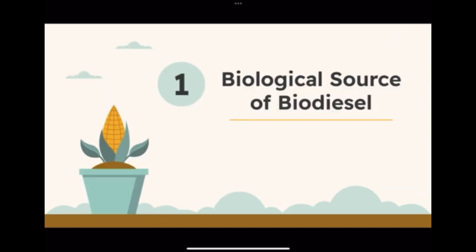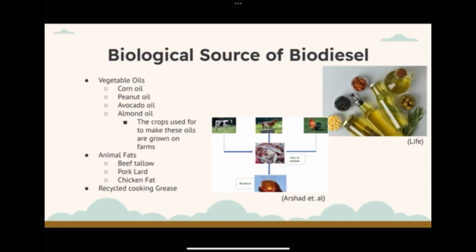Now I will be discussing the biological source of biodiesel. So the biological source of biodiesel varies from vegetable oils, animal fats, to recycled cooking grease. So these vegetable oils could be corn oil, peanut oil, avocado oil, or almond oil. And these animal fats could be beef tallow, pork lard, and chicken fat, or even more.